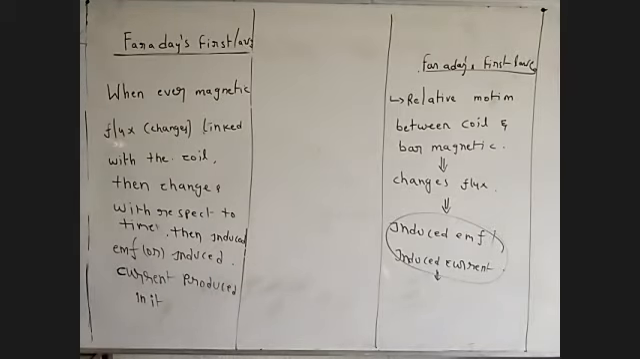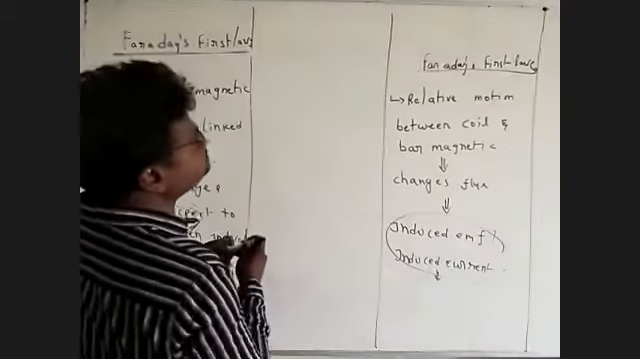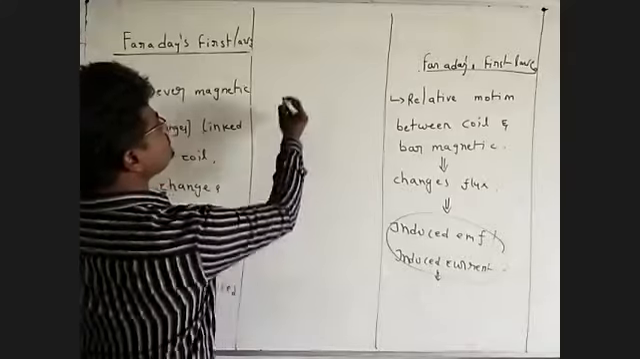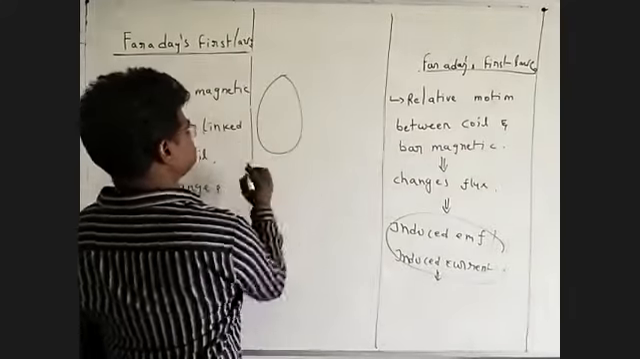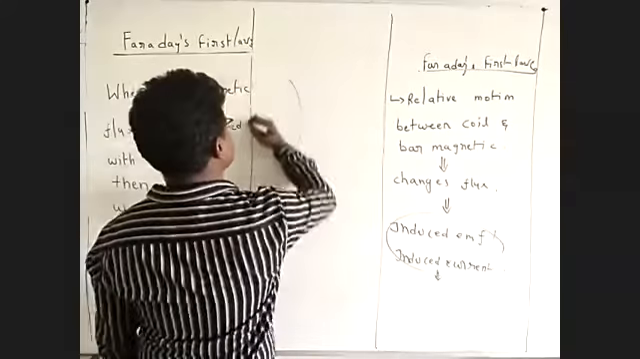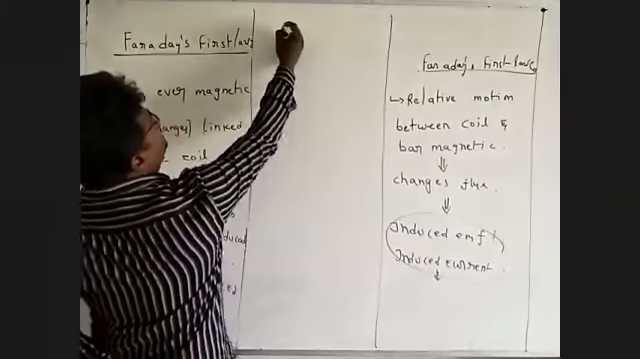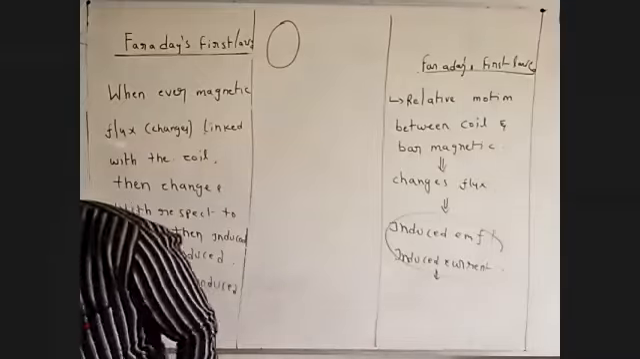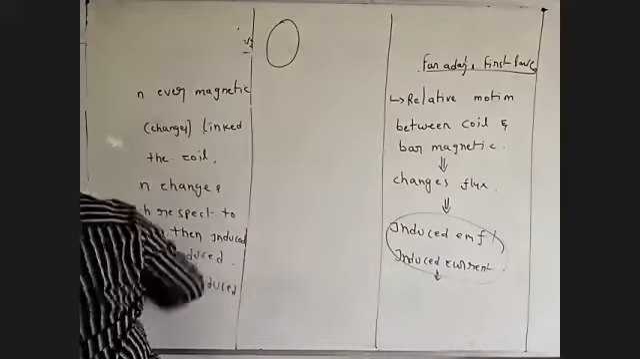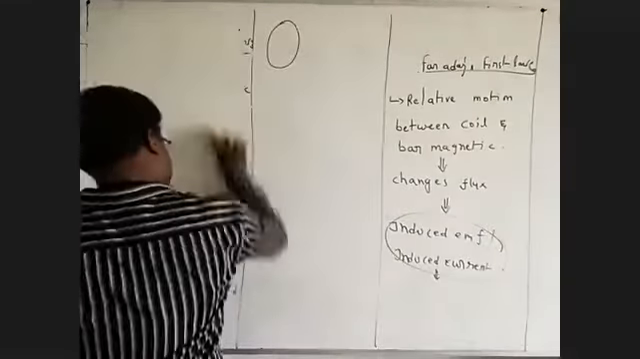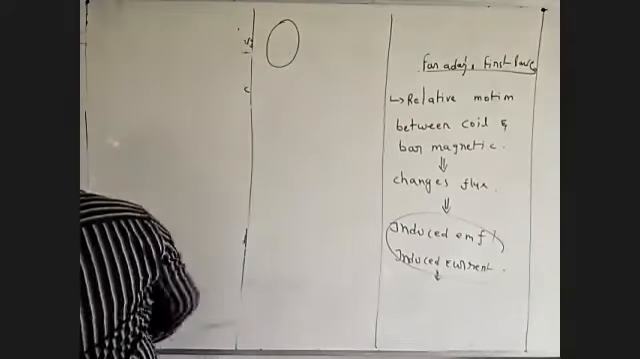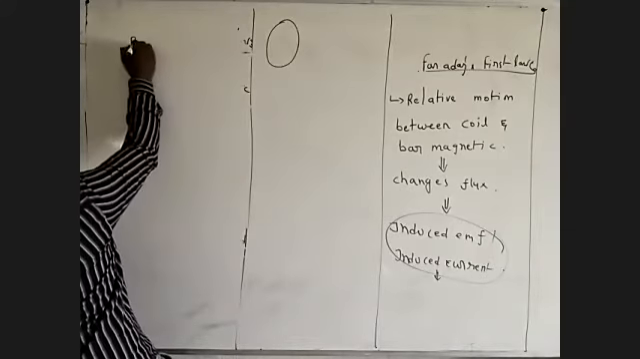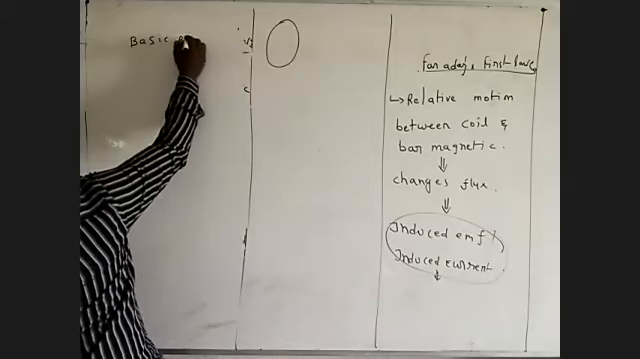Next, Faraday's first law explanation. What is the explanation of Faraday's first law? You will see here, this is a coil. In basic points, keep in mind, I already explained to you, this is the end rule. So what is the meaning of end rule? Now, basic points.